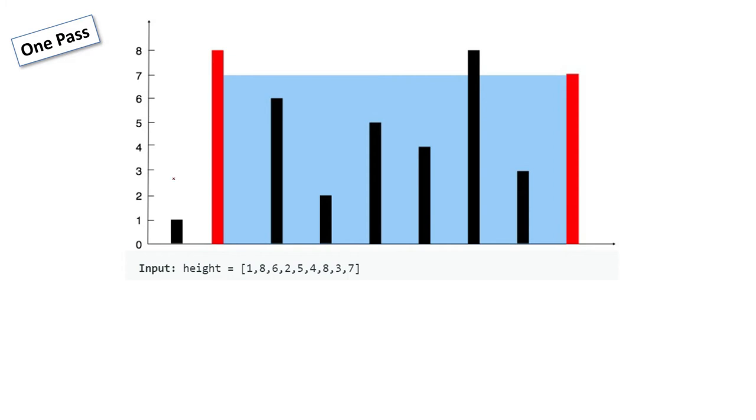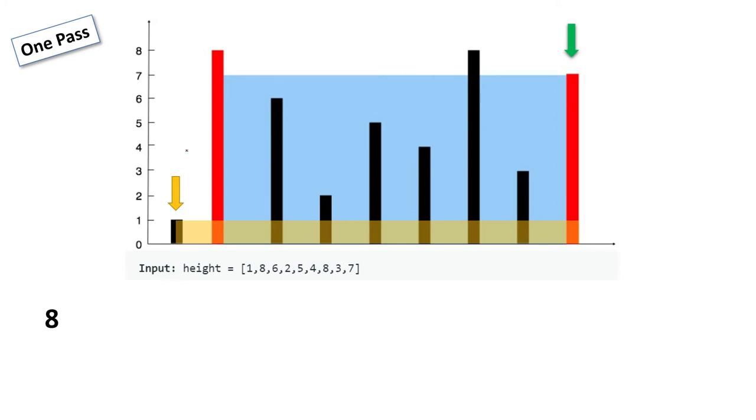Instead of that, what we can do is take two pointers. One will start from the left side and one from the right side. First we get the water contained by this pair, right? In this case, the water it can contain is 8.